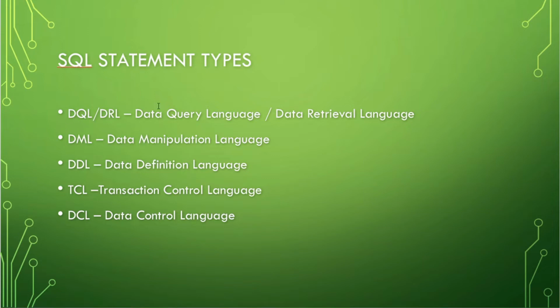First one is DQL or DRL, meaning data query language or data retrieval language. Next is DML, which stands for data manipulation language. Now we have DDL, meaning data definition language. Then we have TCL, transaction control language, and DCL, data control language. Now let's have a look at what operations come under each category or classification.